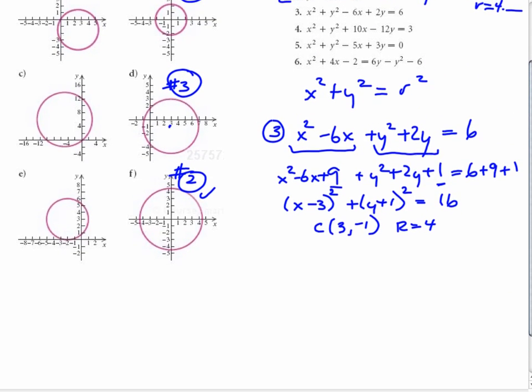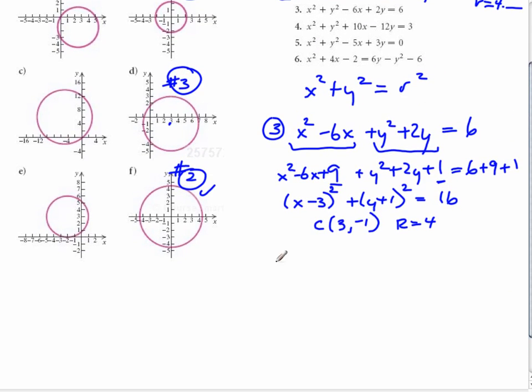Let's take a look at some of the other ones. Let's look at number 4. We'll do the same thing with 4. Or let's do 5, because 5 looks like a little bit nastier. x squared minus 5x plus y squared plus 3y equals 0. Is that right? Minus 5x, y squared. Yeah, that's right. Okay, so now I have to divide this by 2.